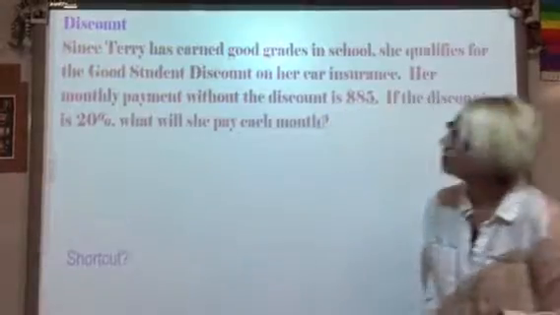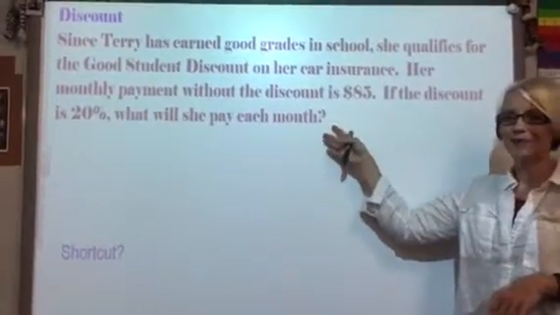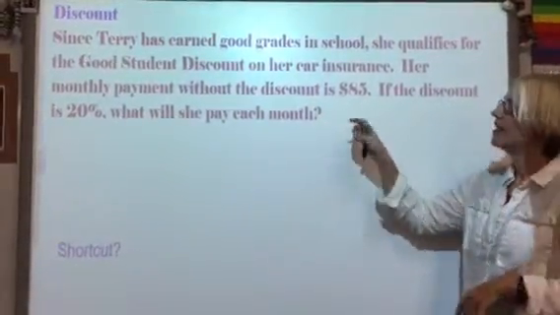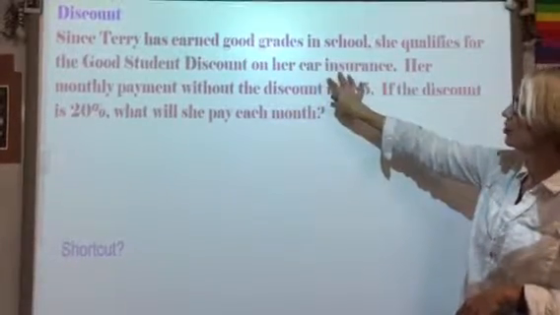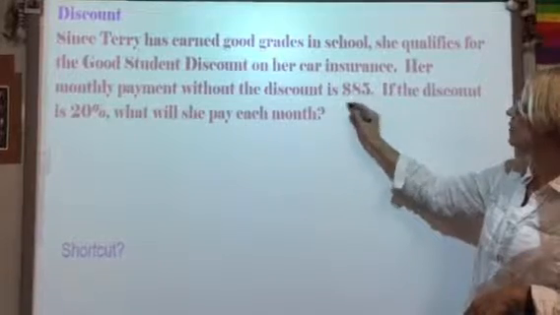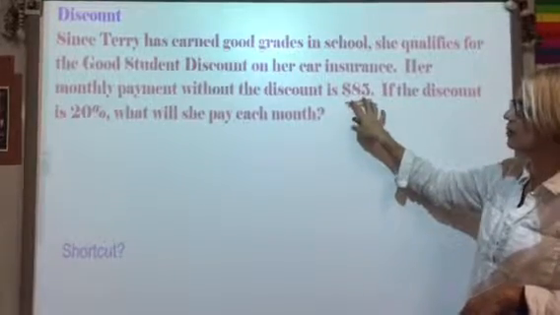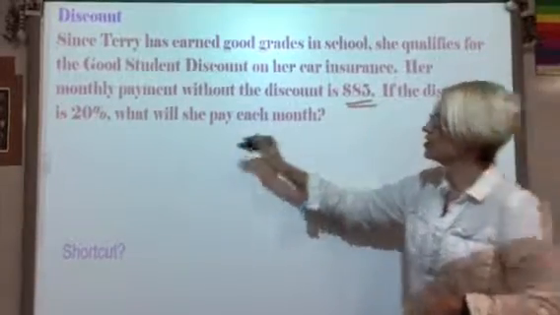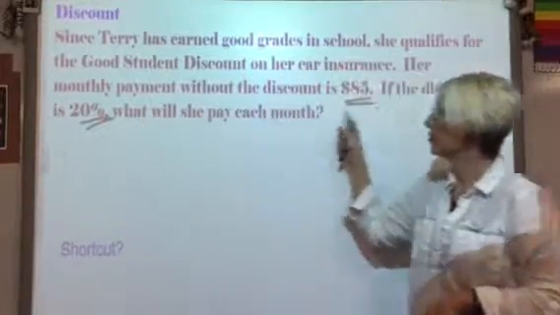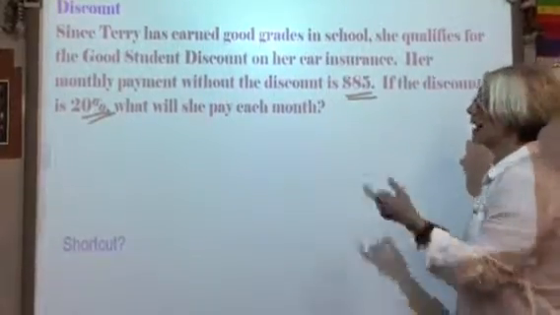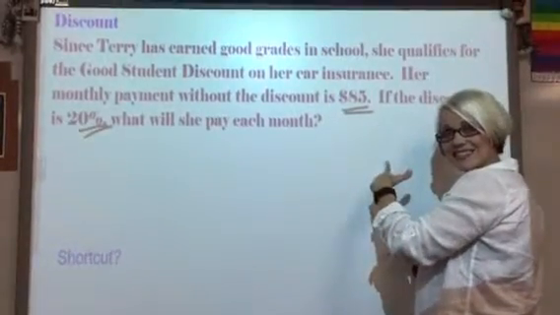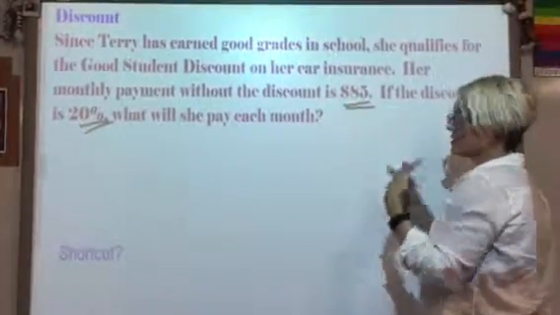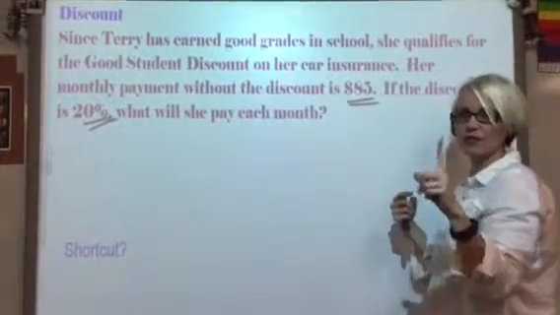It's a lot faster. How about with a discount? Well, yep, I have a shortcut for discounts too. Since Terry's are in grades in school, she gets a good student discount on her car insurance. So she gets $85 without the discount. She gets 20% discounted, so what will she pay? Maybe in the past you would find 20% of this and then you would subtract it, right? Well, that's 2 steps. I can give you 1 step.